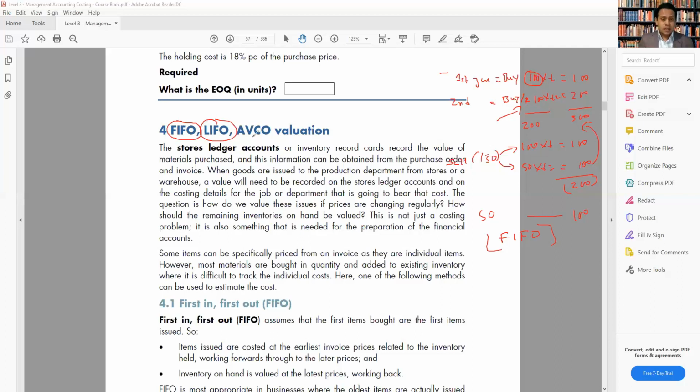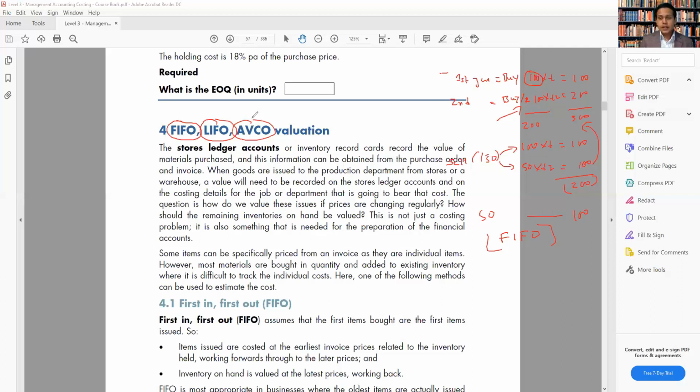The next one is basically AFCO. Now AFCO is not LIFO or FIFO. It's not which one you buy first, and not LIFO, which one you buy last. AFCO is kind of the average. Average means before you issue, you make an average and you sell.